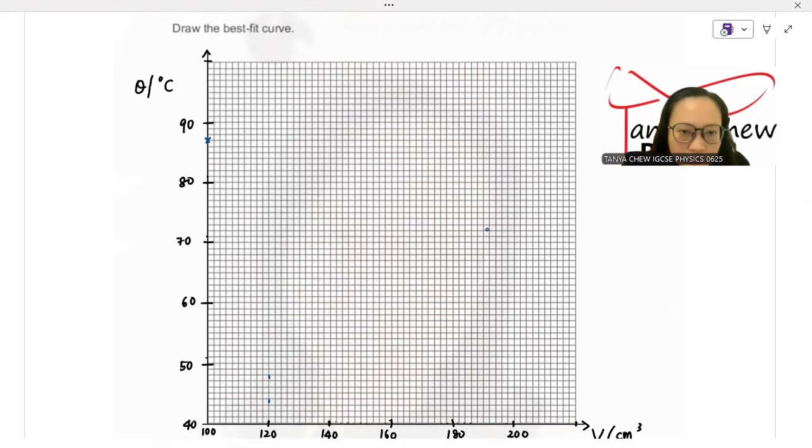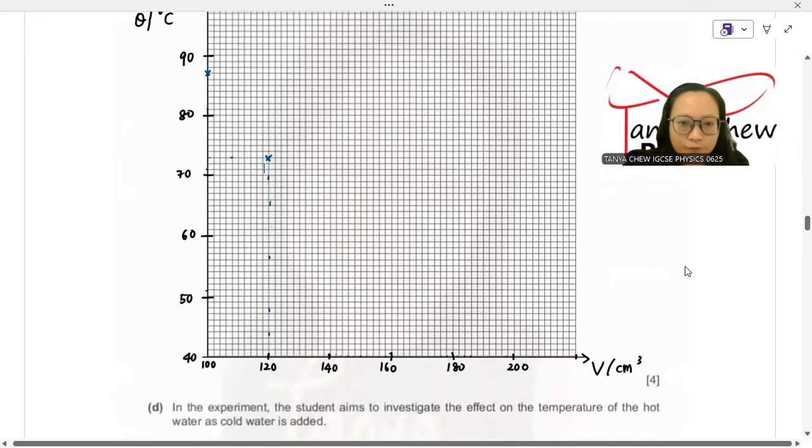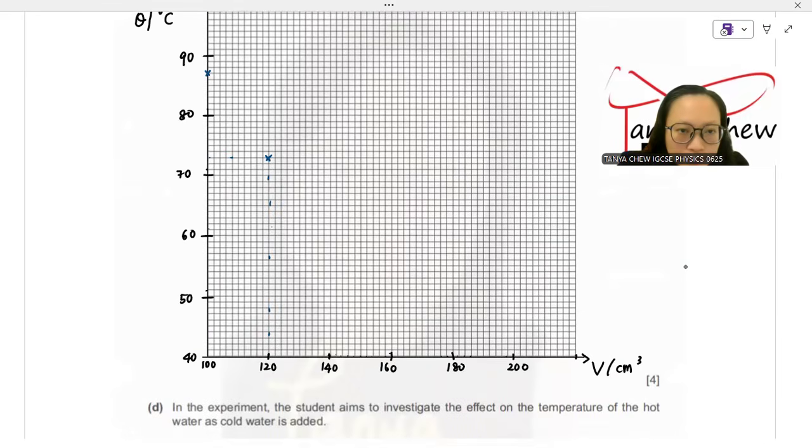Okay, let me look at the value here. 71, 72, 73 is here. Okay, be careful. This is my x. And then 140 is 65. 161, 2, 3, 4, and 5. This is 140.